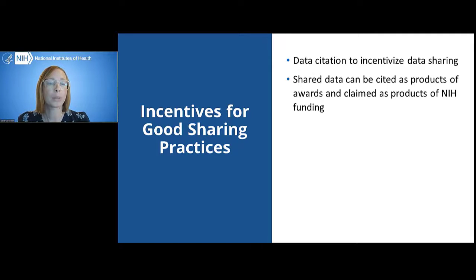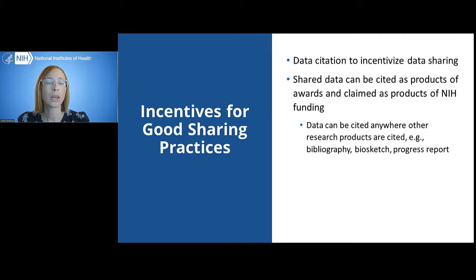These data can be cited anywhere other research products are cited, including in the bibliography, biosketch, and in the progress report. NIH will be clarifying that the information relevant to reporting preprints and other interim research products also applies to data, and we'll be issuing a guide notice on this topic in the near future. We'll also be updating the RPPR questions to ensure that award recipients are reporting their progress implementing their DMS plan, which may include citing data sets that you have generated and shared as a product of your award.